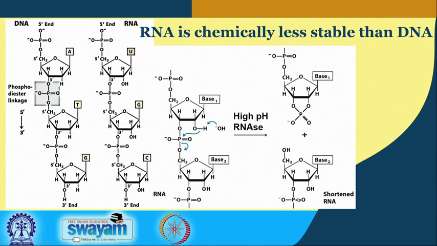So, this type of reaction cannot happen here because we do not have an OH group here. So, this makes DNA molecules much more stable chemically compared to RNA. Moreover, the double stranded nature of DNA makes it even more stable compared to RNA. So, we are going to exploit this particular difference in the chemical nature of DNA and RNA when we are going to separate the DNA and RNA molecules.